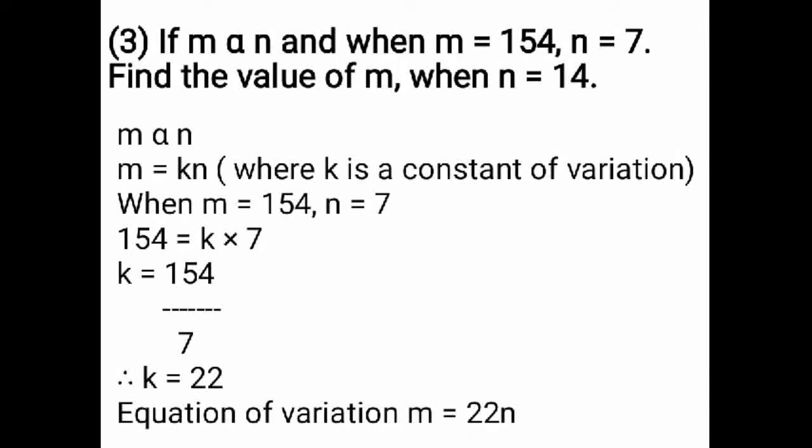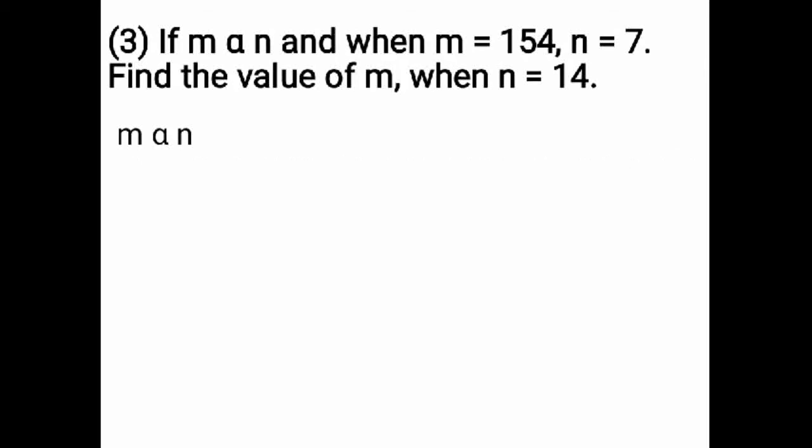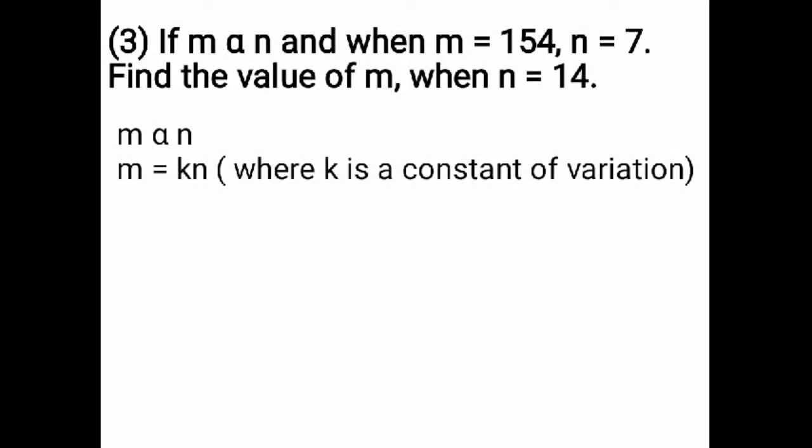Now same question, you have to find the value of M when N is equal to 14 is given. You have to read the next sentence, same question. Statement and formula you have to use the same. M is directly proportional to N. M is equal to Kn, where K is a constant of variation. Even when you are finding any one of the value of variable which is not given, you have to use the formula of the constant of variation. Now you are finding the M value. K value which I got here, answer is 22.